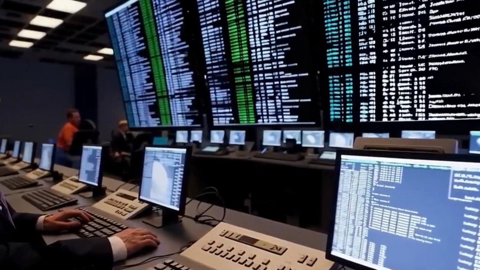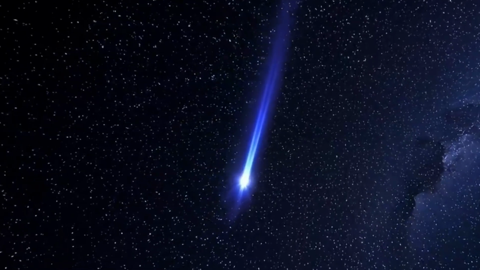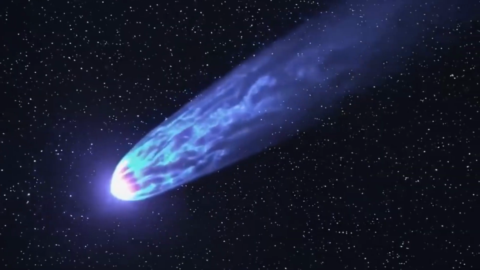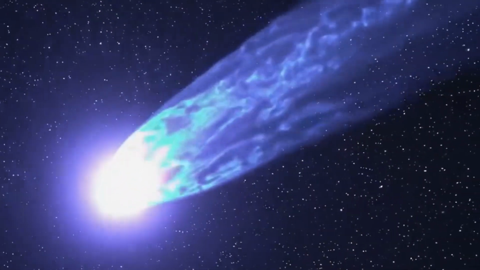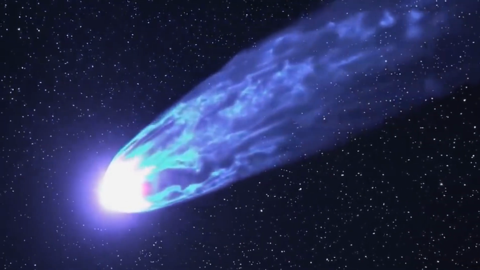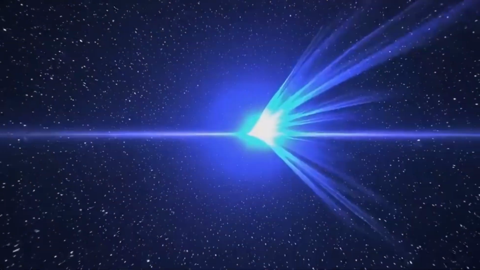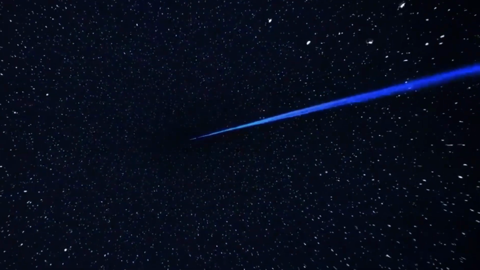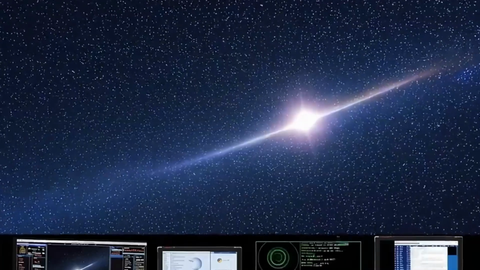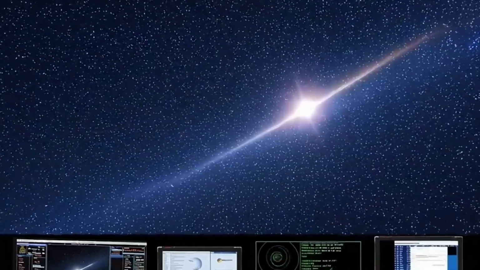The most recent data point, the one that arrived just this morning, shows a slight decrease in the non-gravitational acceleration. This is a crucial piece of evidence. If the force were due to a continuous, stable process, like a steady jet, we would expect it to continue or even increase as the comet moves closer to the Sun. The decrease suggests a transient event, a burst of activity that has now subsided. This supports the idea of a sudden exposure and subsequent depletion of a volatile reservoir, or perhaps the end of a major fragmentation event.